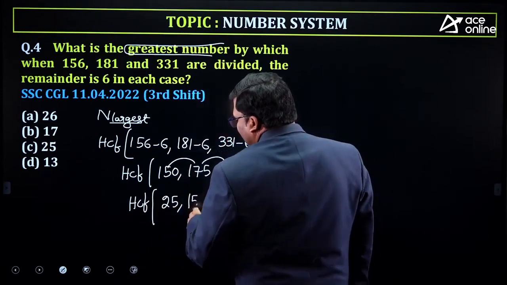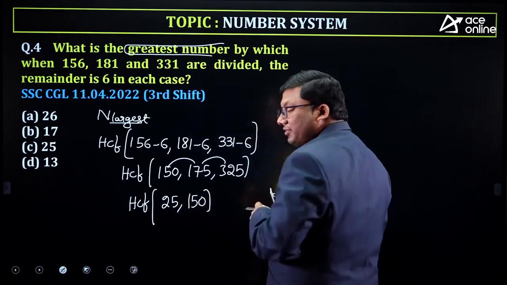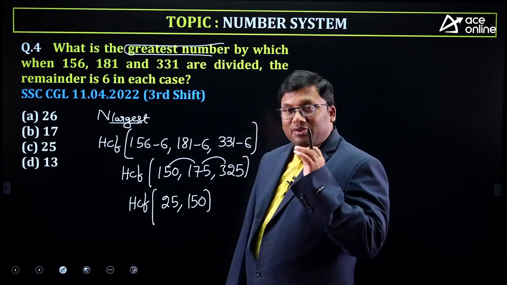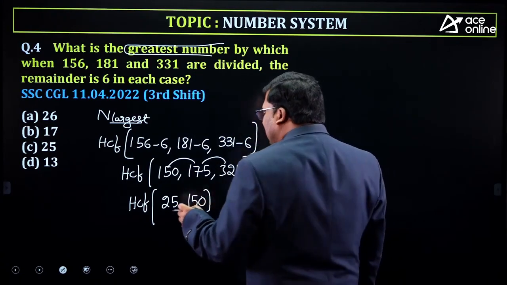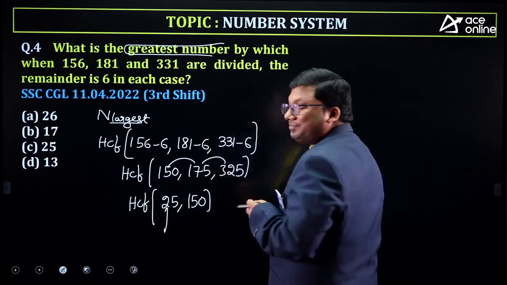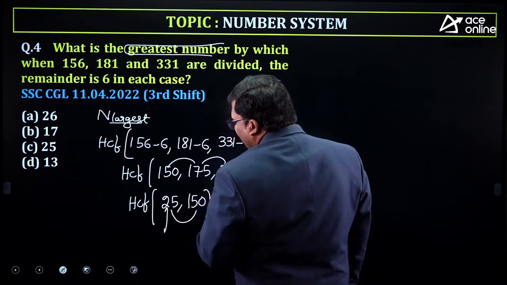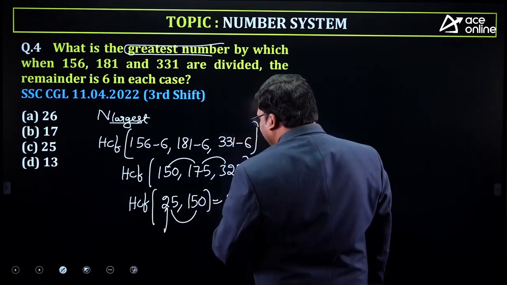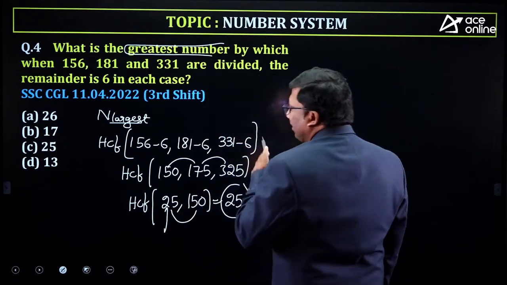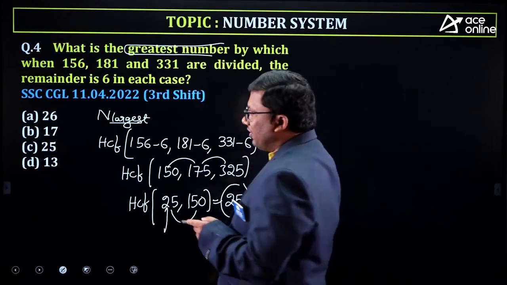It is 150. Whenever you are doing HCF, entire concentration is on the smallest number. Smallest number is 25. Does it divide 150? Yes. So the answer for this question is 25.